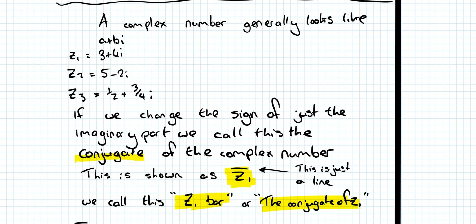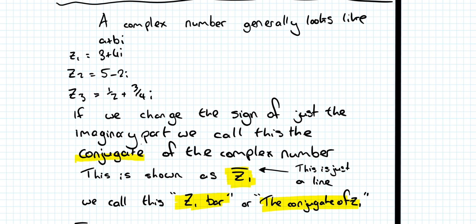Okay, so then a conjugate. So we know a complex number generally looks like a plus bi, where a and b are real numbers. So it could look like 3 plus 4i, or 5 minus 2i, or 1 over 2 plus 3 over 4i. That's 1 over 2, and the way I can tell it's 1 over 2 is because it doesn't have the line through it, not 1 over z.